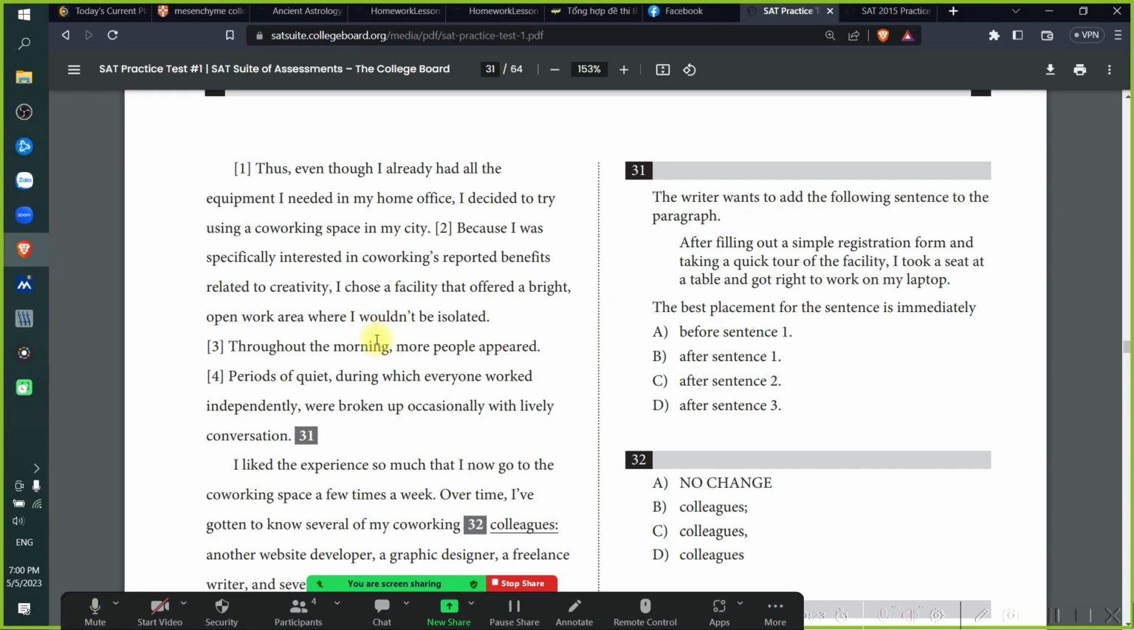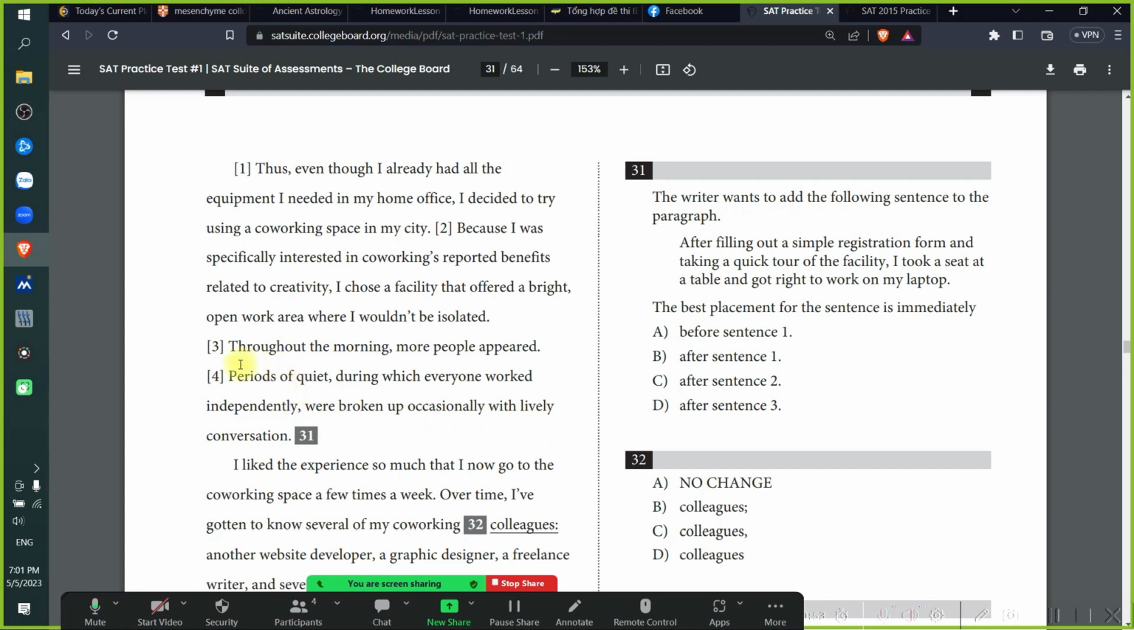Number 3. Throughout the morning, more people appeared. Xuyên suốt buổi sáng đó thêm nhiều người xuất hiện. Number 4. Periods of quiet during which everyone worked independently were broken up occasionally with lively conversation. Những giai đoạn yên tĩnh mà trong đó con người ta làm việc một cách độc lập đã đôi khi bị phá ra bởi những cuộc đàm thoại sôi nổi.